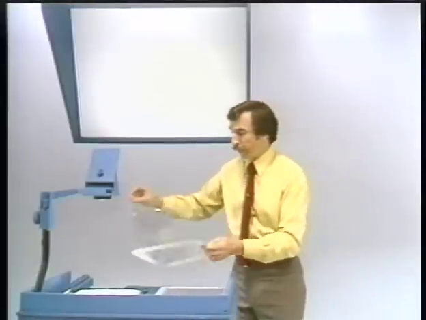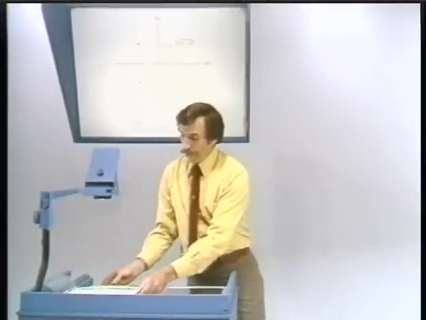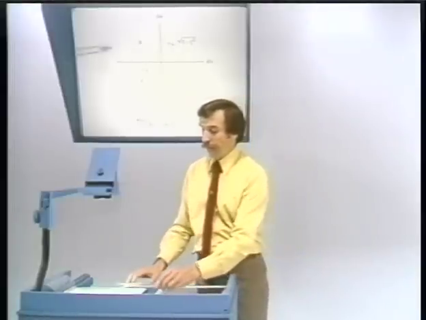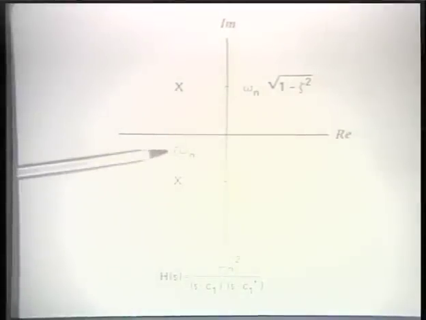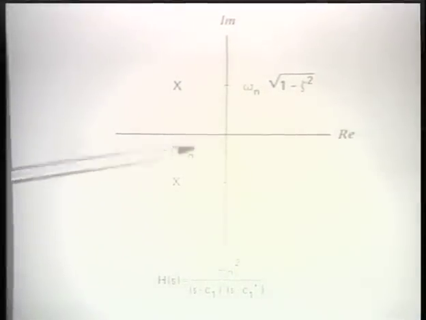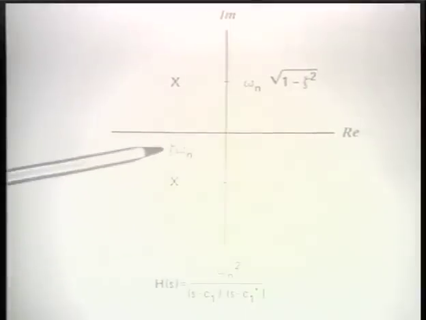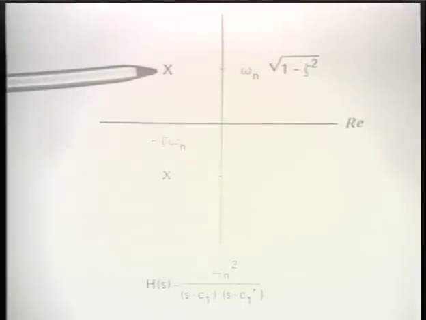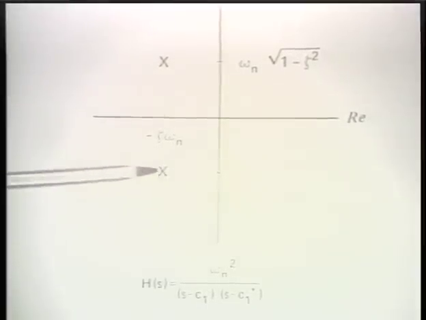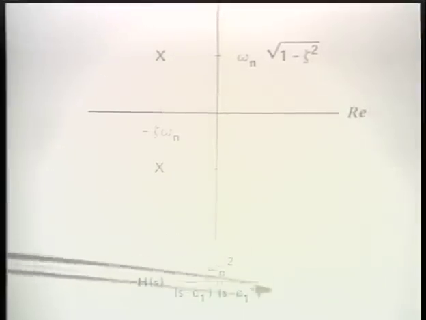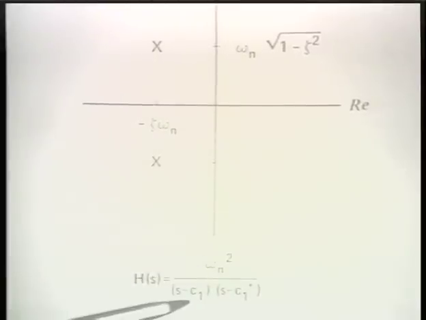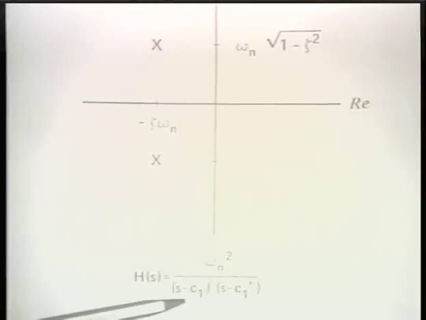Well, let's examine the frequency response a little more carefully. And what I'm assuming in the discussion is that, first of all, the poles are in the left half plane, corresponding to zeta omega sub n being positive, so minus that is negative. And furthermore, I'm assuming that the poles are complex. In that case, the algebraic expression for the system function is omega sub n squared in the numerator and two poles in the denominator, which are complex conjugates.